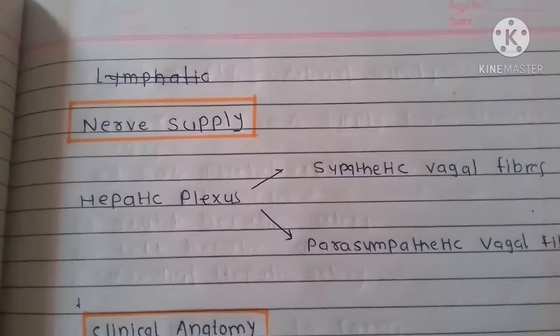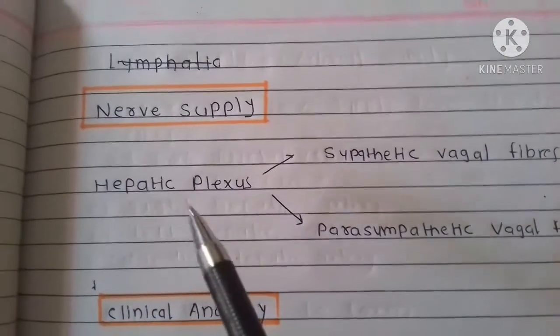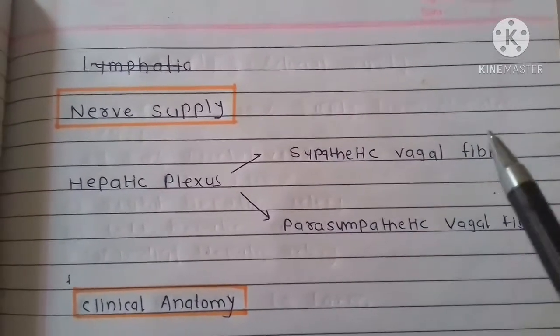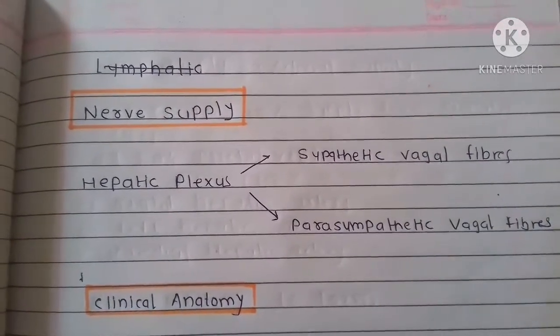Now comes nerve supply. The nerve supply is by the hepatic plexus. The hepatic plexus contains sympathetic fibers and parasympathetic vagal fibers.